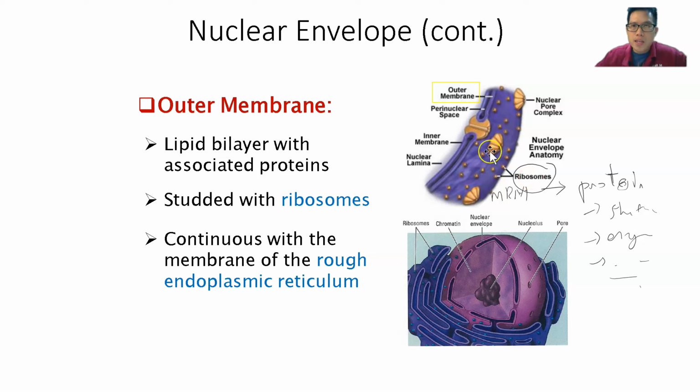Basically, the membrane over here is continuous with another organelle called the rough ER, the rough endoplasmic reticulum. Why is it called rough? Same thing, because of the presence of the ribosomes at the ER. You can see over here, this area, the blue color, this is the ER, and the light blue color is the ribosome here. So basically it continues over here.